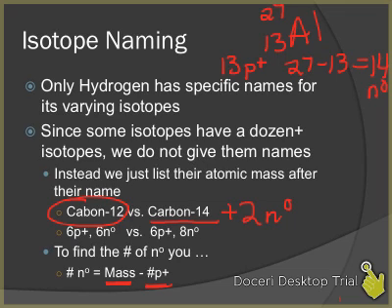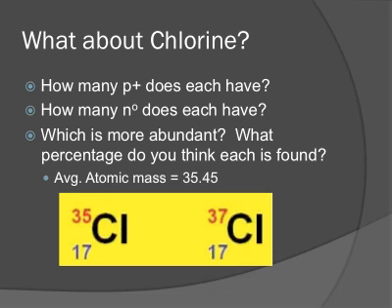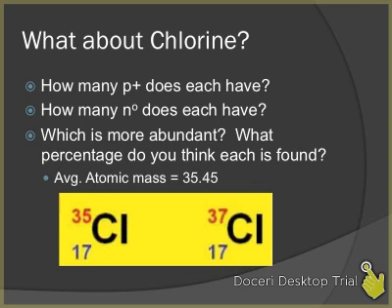But let's look at a different set of isotopes. Let's look at chlorine. Chlorine exists in 2 isotopes. They exist as chlorine-35, and they exist as chlorine-37. So, first of all, how many protons does each of these have? 17. This number right here is telling you protons, so we have 17 protons. How many neutrons does each have?